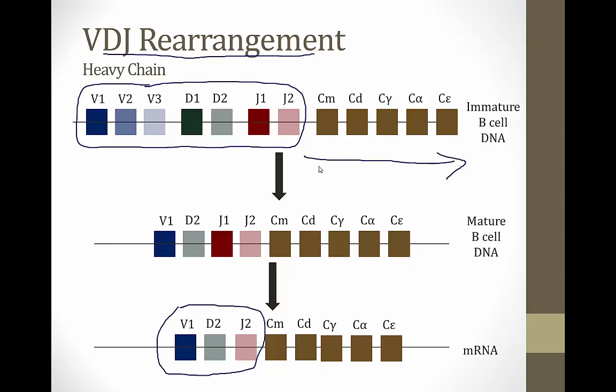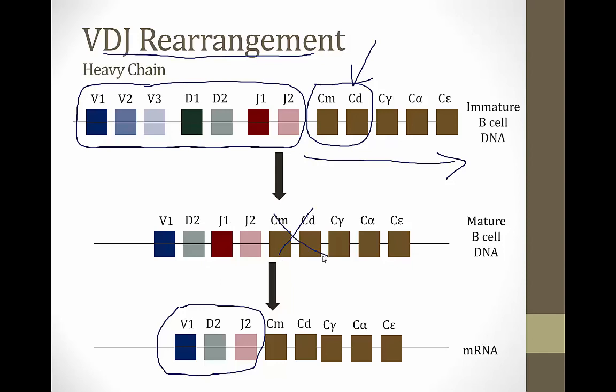And you can see that the first two constant regions are C-mu and C-delta, and the M is for IgM and the D is for IgD. And that's why IgM and IgD are always the first antibodies synthesized, because their constant regions come right after the variable regions.